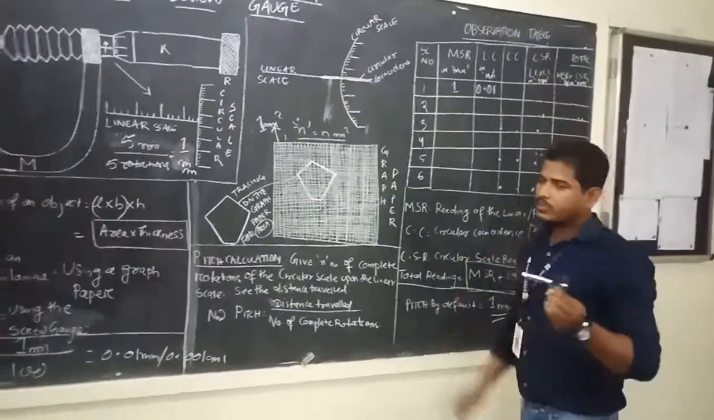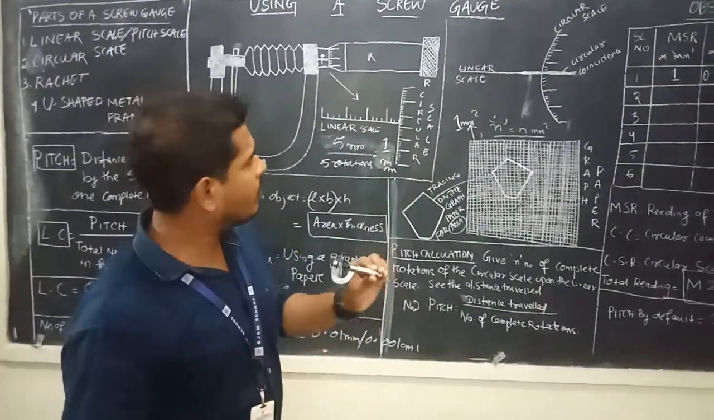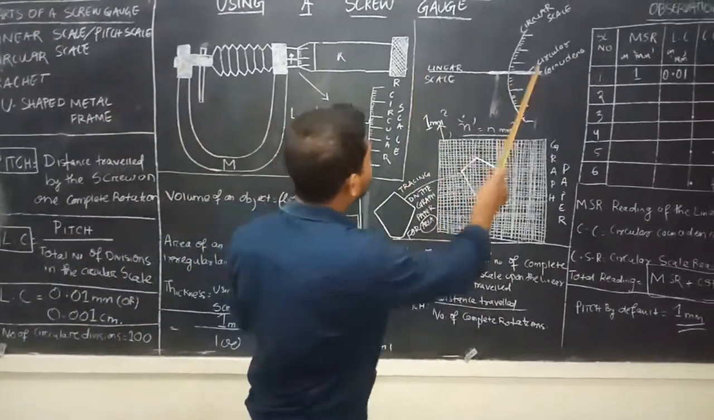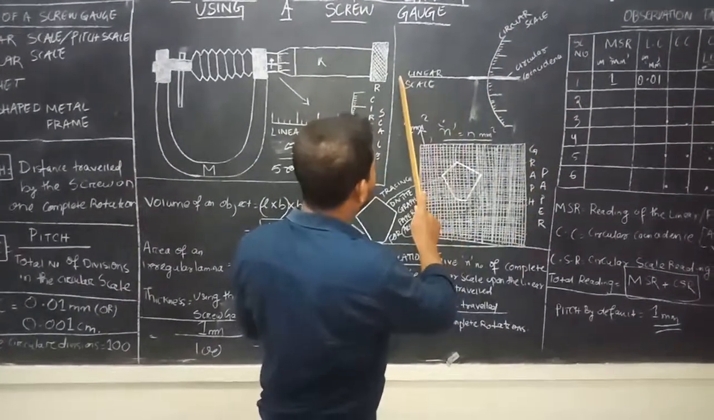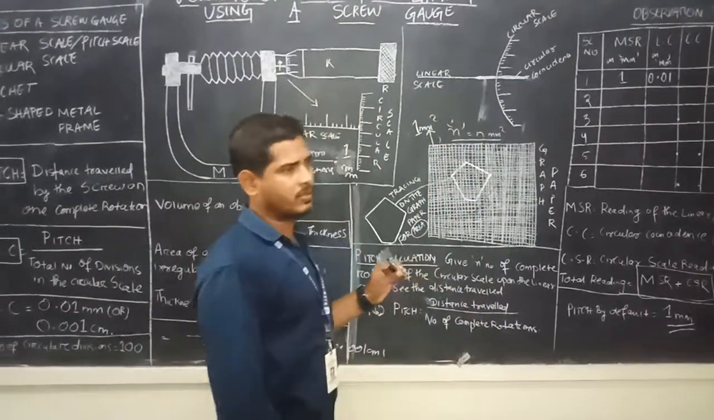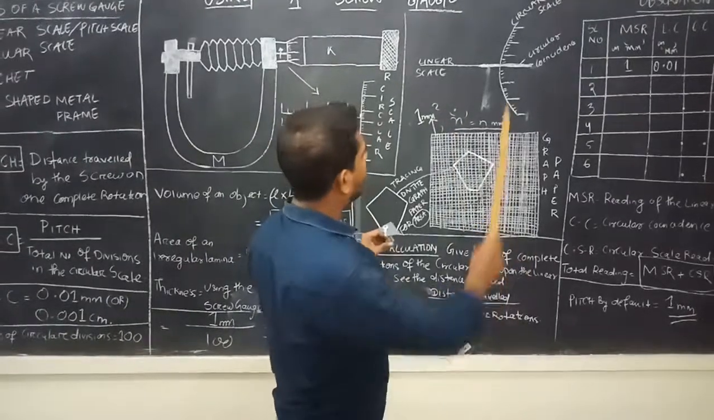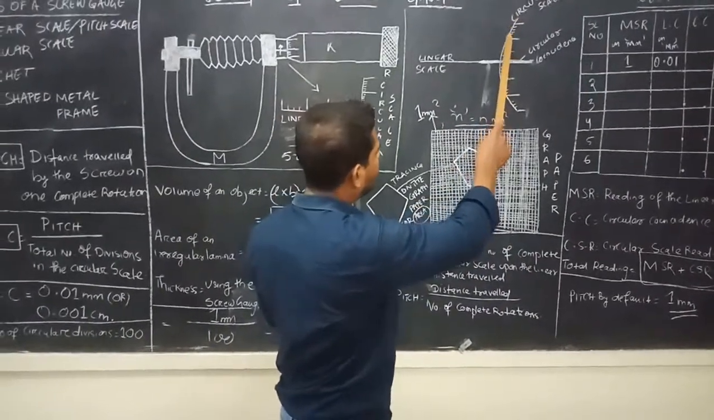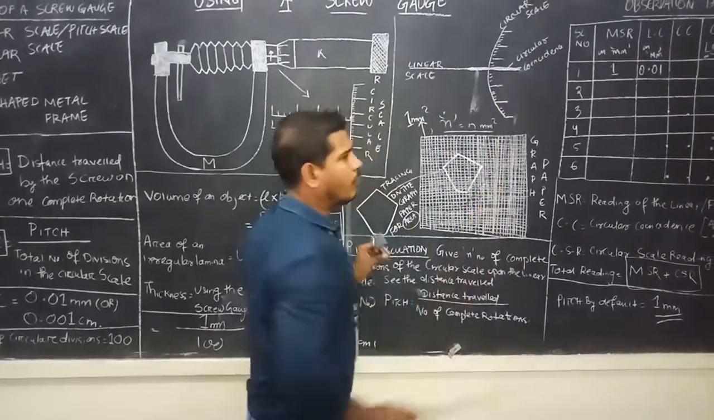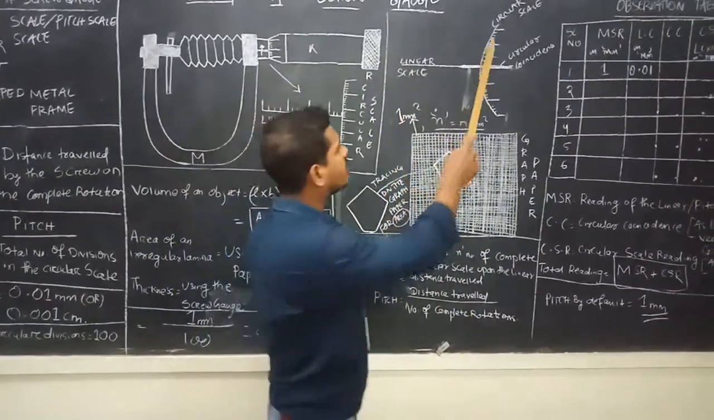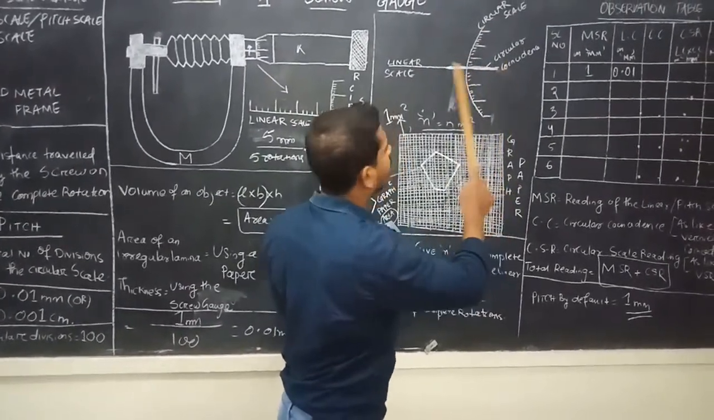Now the circular coincidence is the most important thing. You can see in the circular scale, suppose this is the linear scale and the circular scale. The circular scale will have 100 divisions. The linear scale will have a maximum of 25 divisions, 2.5 cm. You have to check which circular division is exactly aligned with the linear scale. No need to give space on the linear scale. You have to just see which circular division has exactly aligned along the linear scale.